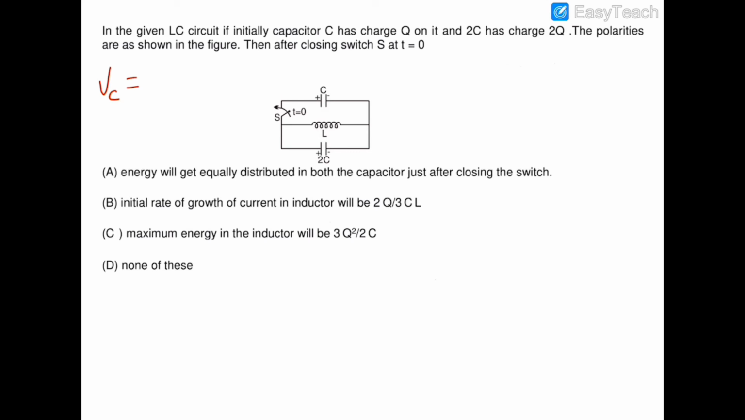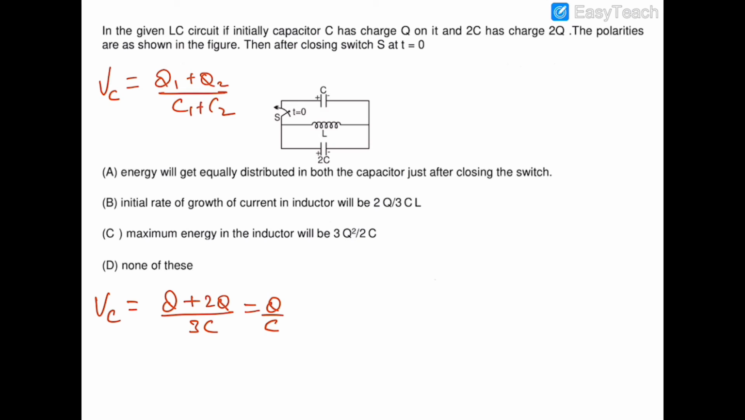So the common voltage will be, we know that the formula for common voltage is Q1 plus Q2 upon C1 plus C2. So this common voltage Vc will be, Q1 is Q and Q2 is 2Q, upon, this is 3C. So this is Q by C. This is the common voltage.